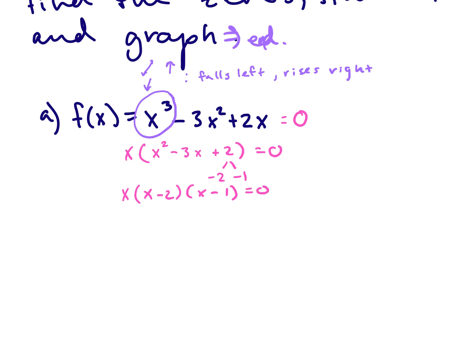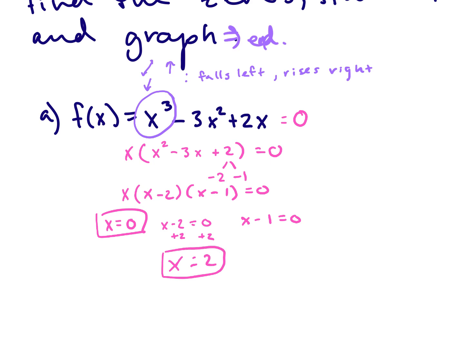What should I do next? Find the zeros. So I break up each piece and set it equal to 0. x is equal to 0. x minus 2 is equal to 0. x minus 1 is equal to 0. So x is equal to 0 is done. The next one, I add 2 to both sides. x is equal to 2. And then the third one, add 1 to both sides. So x is equal to 1.